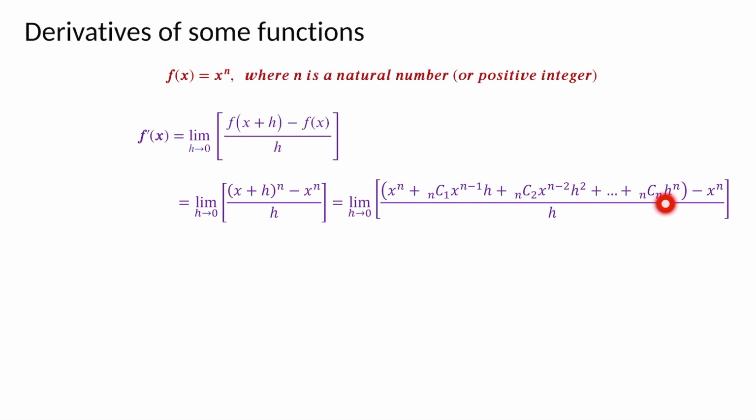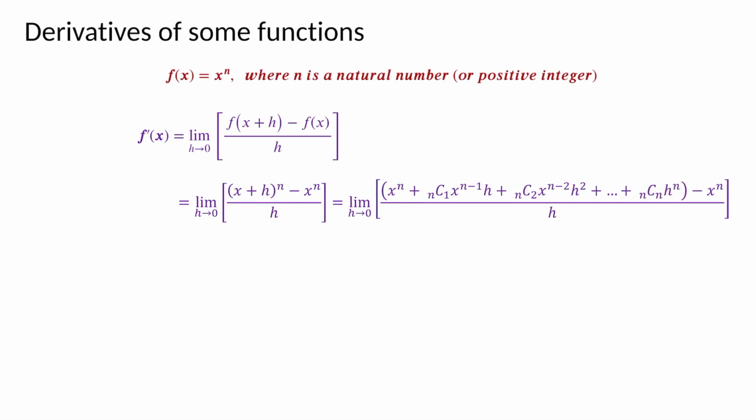So here, for example, the first term is x^n, the second term is nC1 times x^(n-1) times h, and so on. And now you see that this first term, x^n, and this term here, minus x^n, get cancelled, and all we have are terms which contain h to the power of at least 1. And therefore, we can cancel this h out in the denominator with all those h that appear in the terms in the numerator.